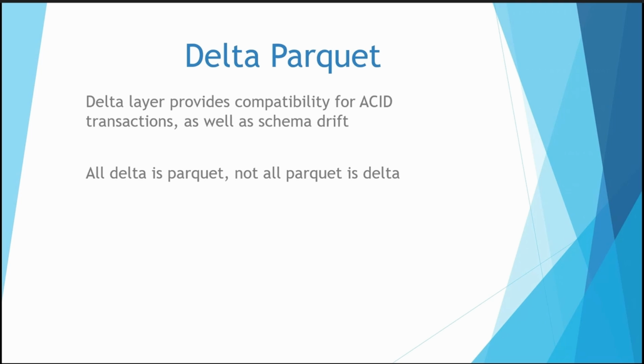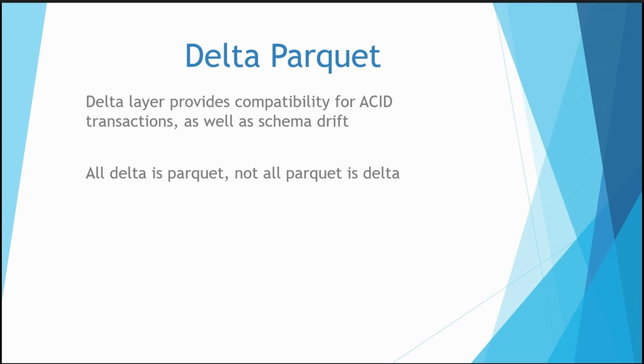Right. So one thing, we talked about needing the ACID compatibility. We have a level over the top of those Parquet files called Delta. And again, this is still an open standard. So the Delta layer gives us the transaction compatibility, it gives us the schema drift.